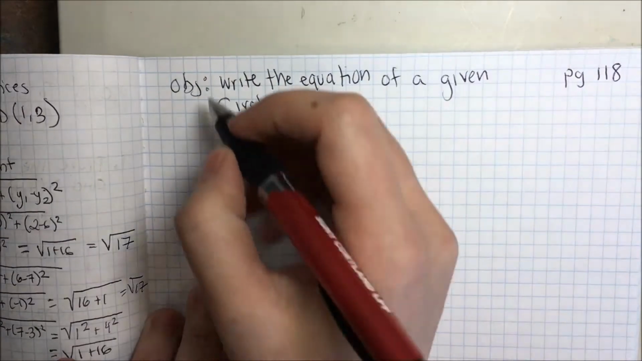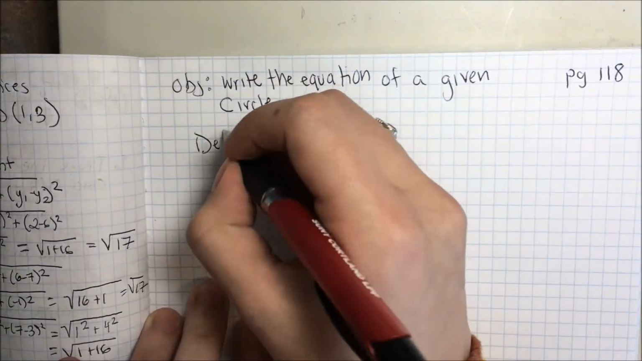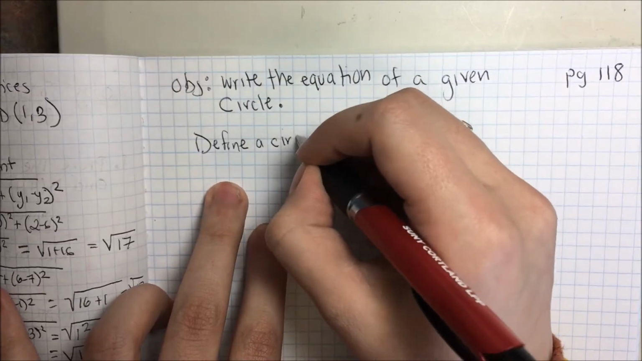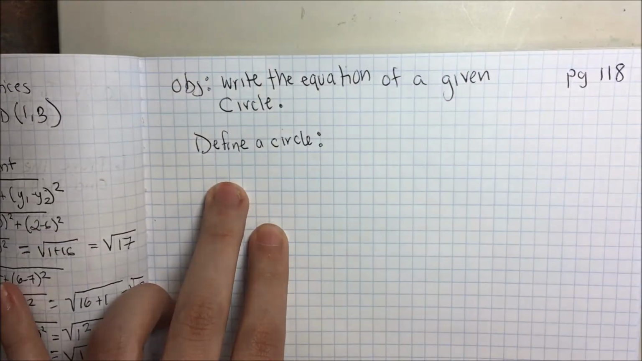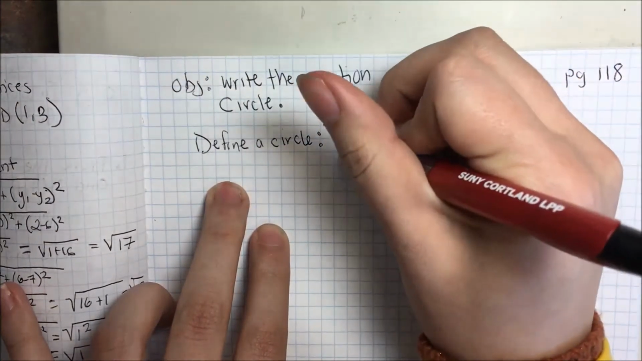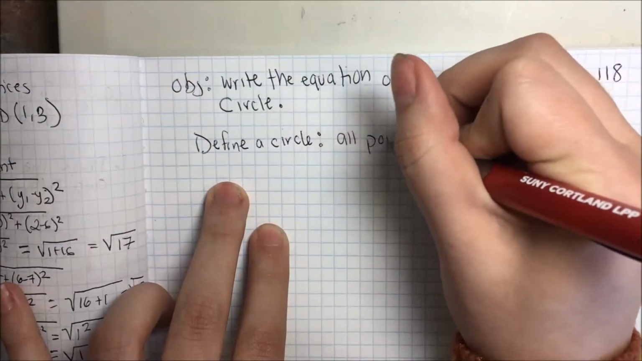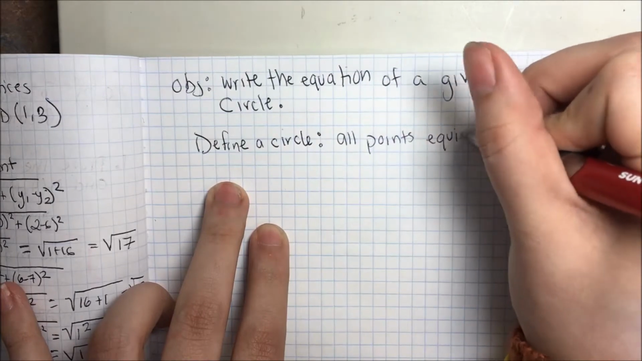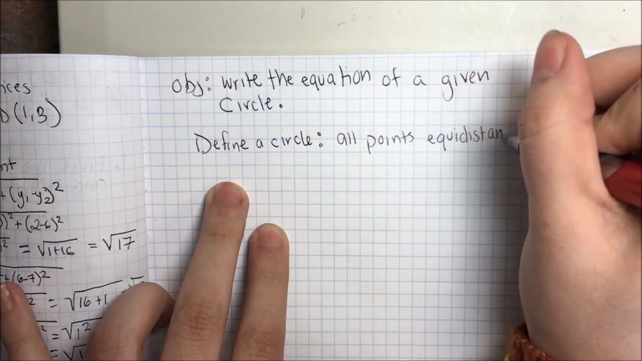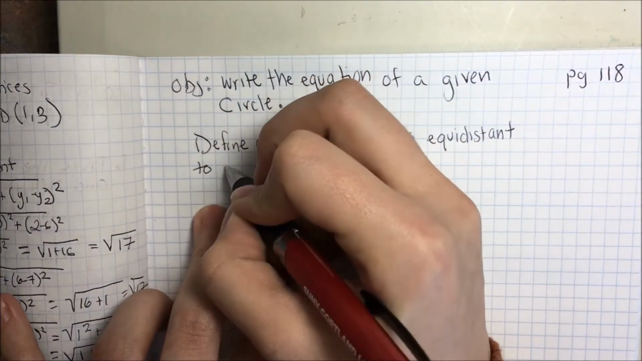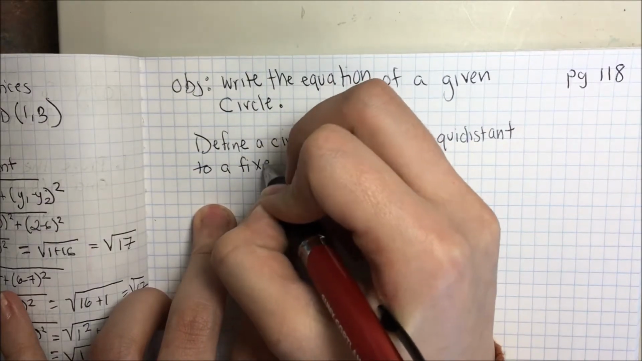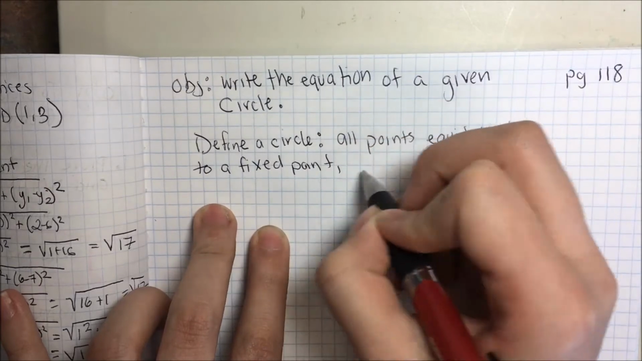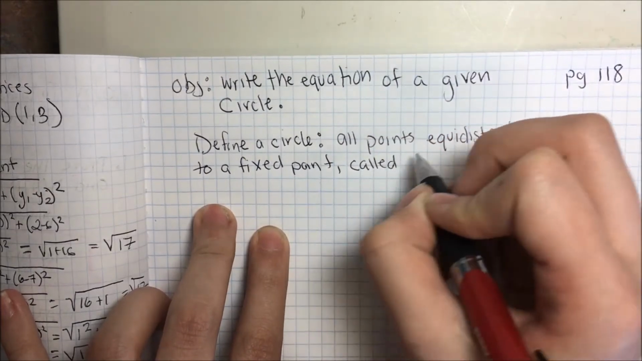So the first thing we're going to do is define what a circle is. So a circle is all points equidistant to a fixed point called the center.